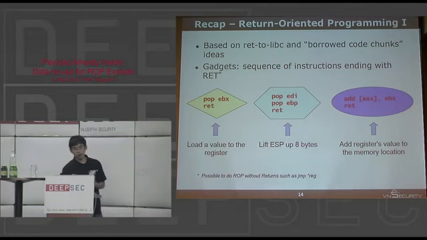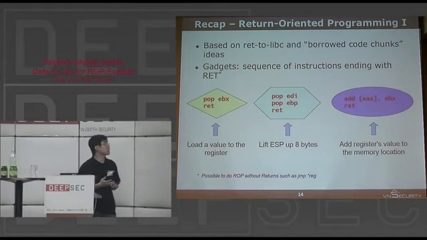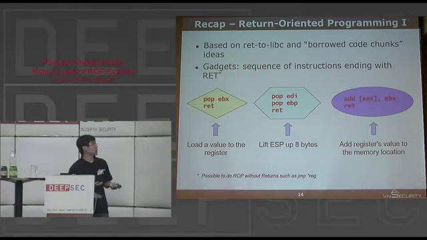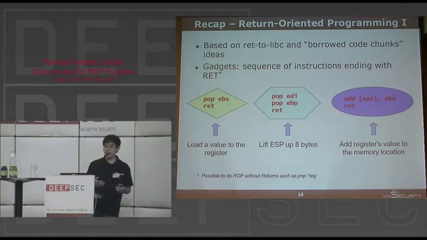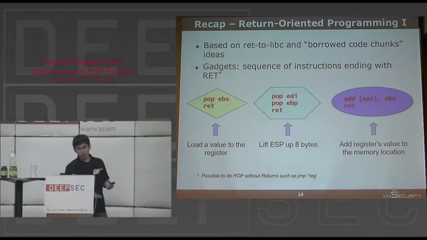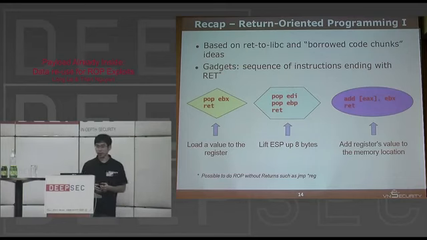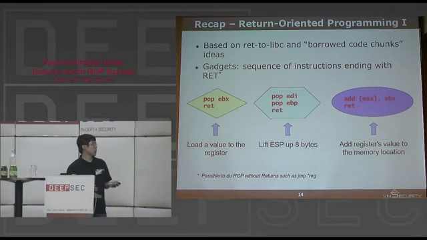ROP is a term that only came up in the last 2 years. But it's actually based on the return to libc and borrowed code chunk kind of idea. The term gadget means a sequence of instructions ending with a return, but it's not necessarily ending with a return. It can end with a jump register or something like that. Here are some examples of gadgets, like loading a value into a register, which is pop register and return. So you can actually load a value into the EBX register.